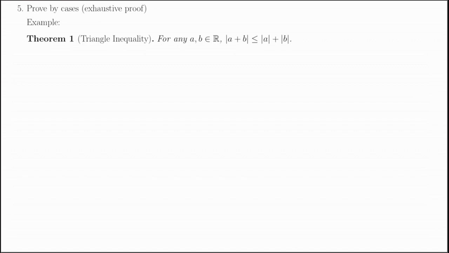So let's look at a very famous inequality that comes up often in advanced calculus. This is called the triangle inequality. What the triangle inequality says is that for any real numbers a and b, the absolute value of the sum a plus b is less than or equal to the sum of the individual absolute values, absolute value of a plus absolute value of b. So the size of the sum is less than or equal to the sum of the sizes is one way you could think of that.